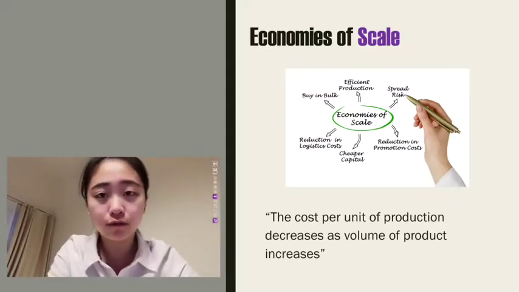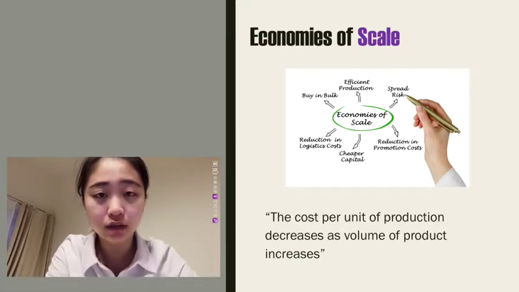Economics of scale refers to saving in cost due to increase in output produced, which also means the cost per unit of production decreases as volume of product increases. It occurs due to the inverse relationship between the quantity produced and per unit cost of production. It is because the fixed costs remain the same irrespective of the level of production employed by the organization.